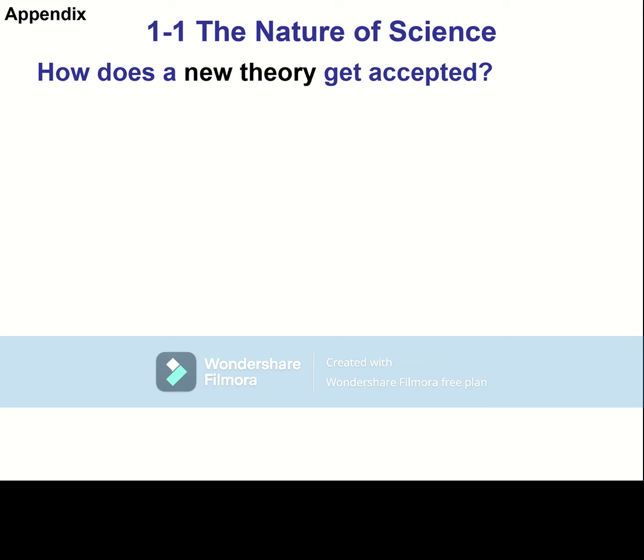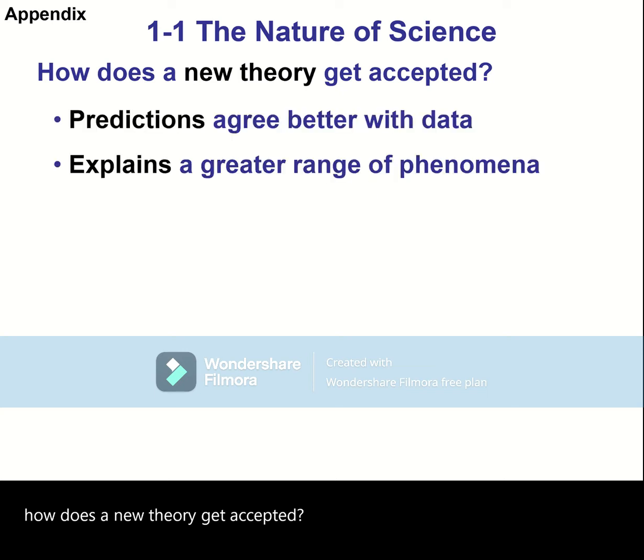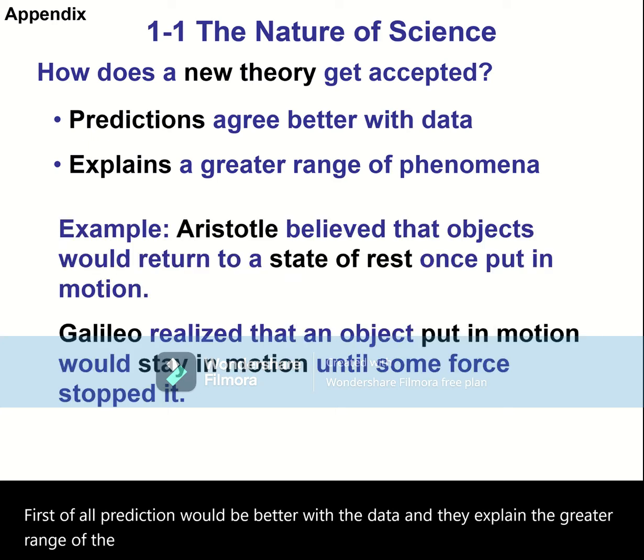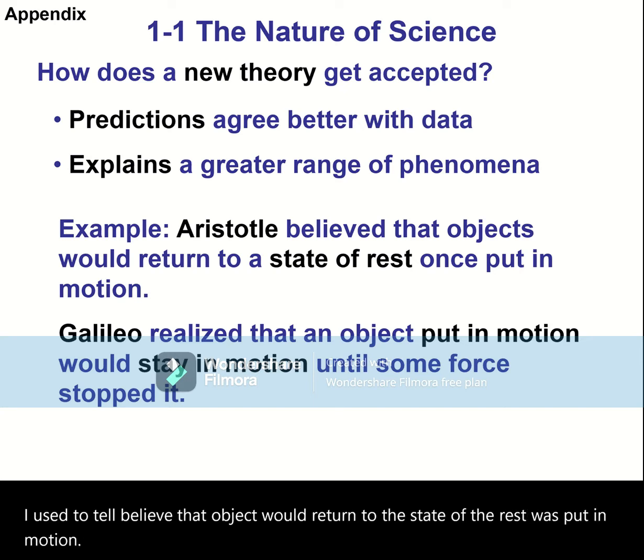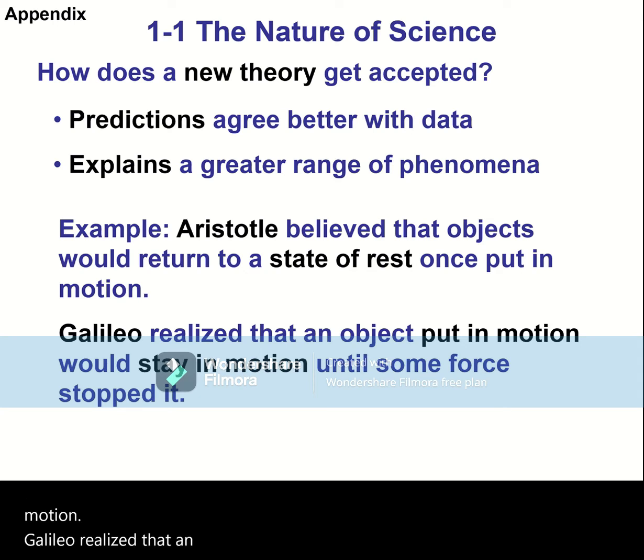Then how does a new theory get accepted? Well, first of all, its predictions agree better with the data, and it explains a greater range of phenomena. For example, Aristotle believed that an object would return to a state of rest once put in motion. Galileo realized that an object put in motion would stay in motion until some force stopped it.